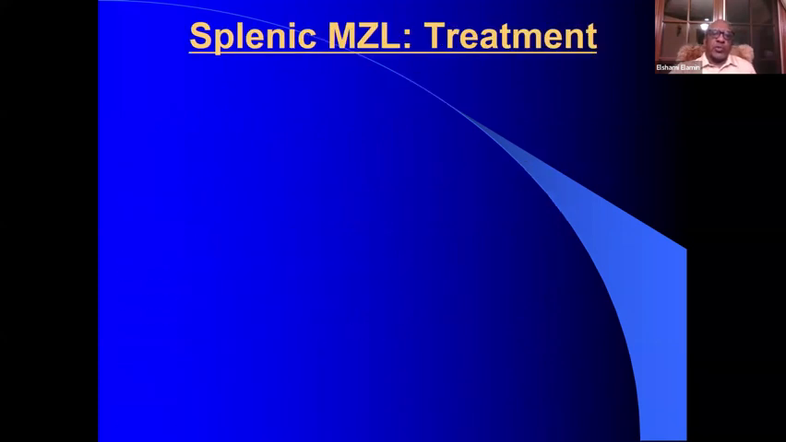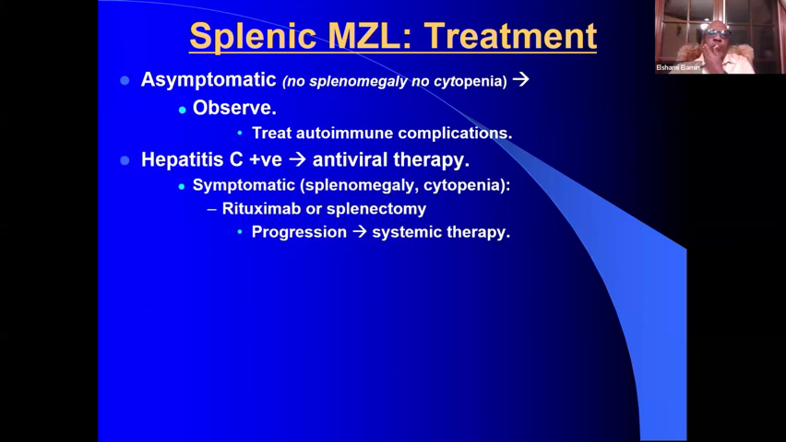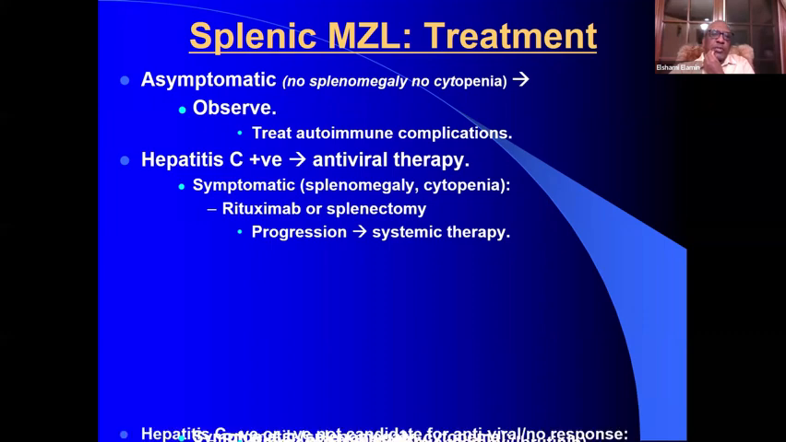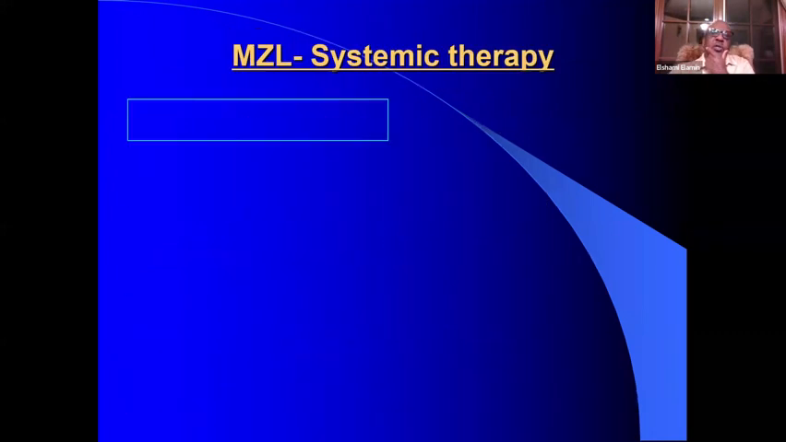This is the flow cytometry for that. Splenic marginal zone lymphoma treatment: if asymptomatic, observe or we treat the autoimmune complications. If hepatitis C positive, antiviral for hepatitis C. Splenectomy, they consider that in certain cases.